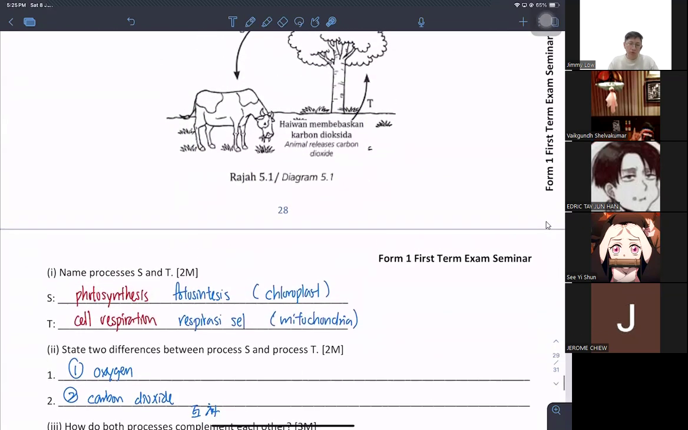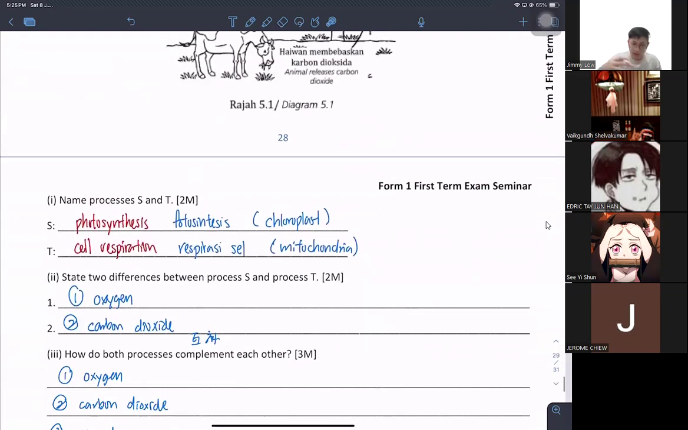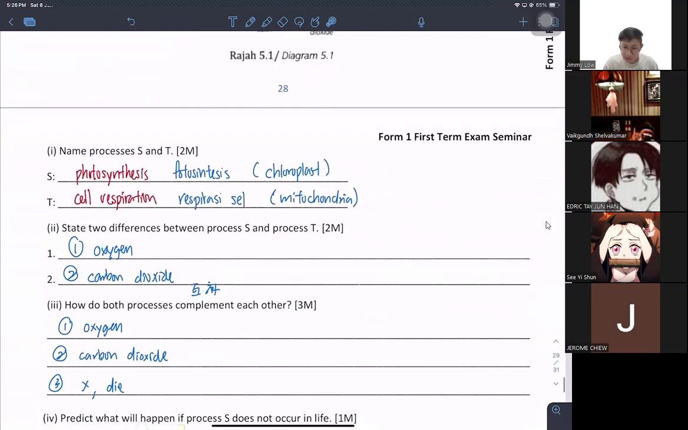Okay, so state two differences. As long as the answer is applicable, you just write inside. Okay, how do both processes complement each other? Complement means helping each other, needing each other. So same thing happens here.